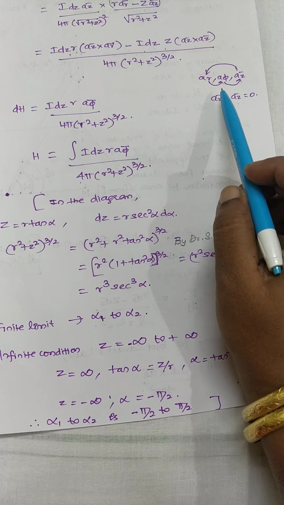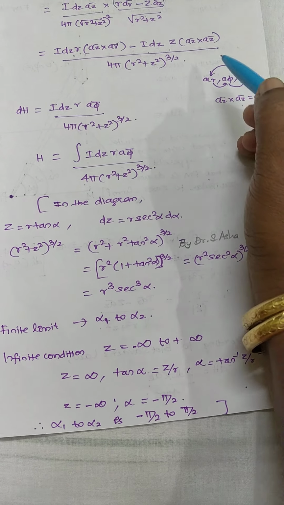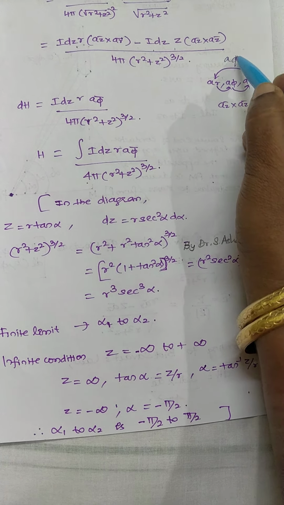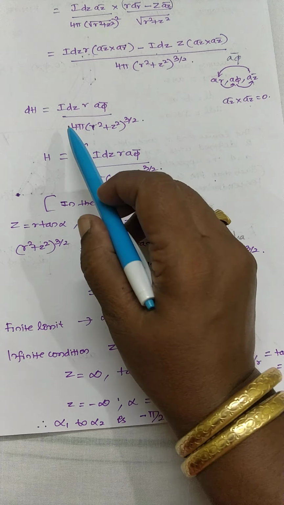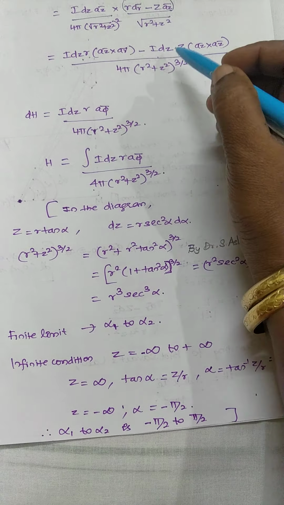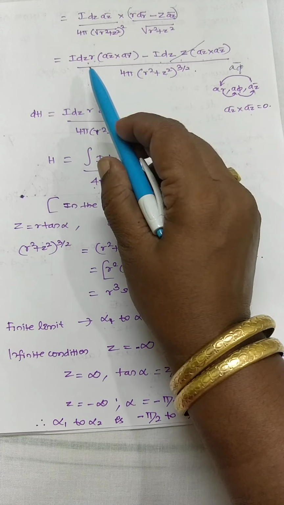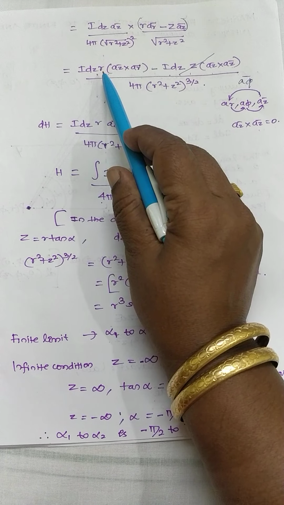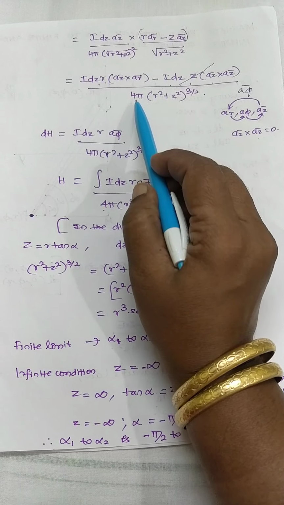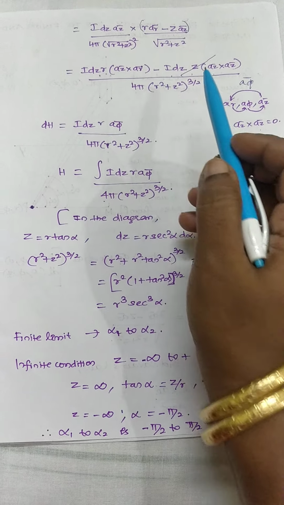So I have to find out az cross ar, which is nothing but equal to a phi vector. This is understood from this. Now I rewrite the equation. Az cross az is equal to 0. This becomes equal to 0. We are left with I dz r of az cross ar vector by 4 pi of (r square plus z square) power 3 by 2.